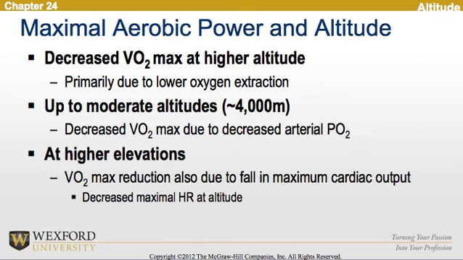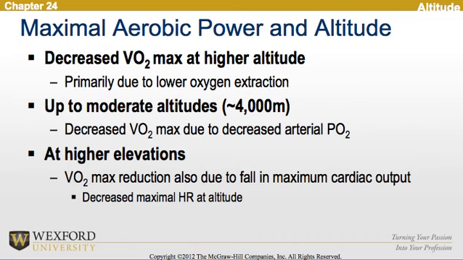Now looking at the maximal aerobic power and altitude, we see there is a decrease in the VO2 max at higher altitudes. This is primarily due to the low oxygen extraction. Now if we move up to moderate altitudes, approximately 4,000 meters, we see a decrease in the VO2 max due to a decreased arterial pressure of oxygen.